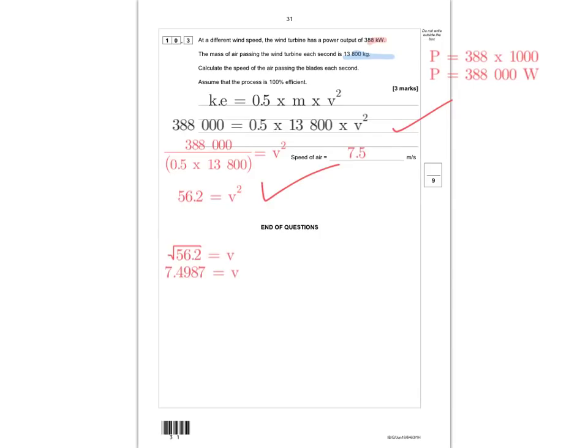If you follow this question through, then we get the square root of 56.2 to give us the velocity. We get 7.4987 and so on. We can round that number up then to 7.5 being the correct answer for our velocity, and that gets us the final mark. So getting 7.5 here gets us the final mark for the paper and the final mark for the question. So please give yourself a mark after 9 for the question.